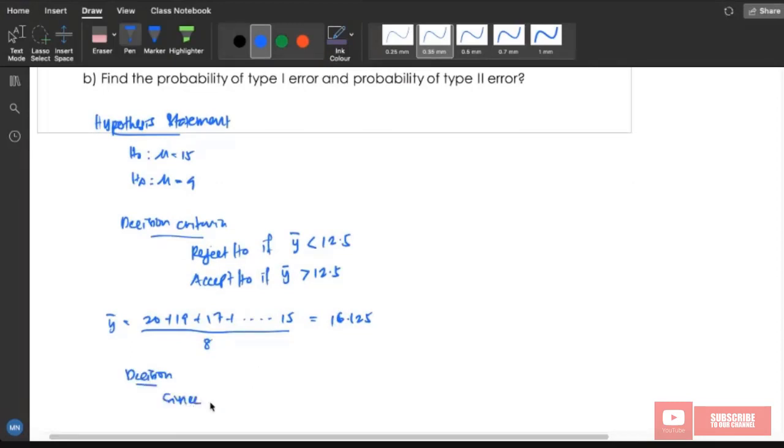So our decision is, since y bar is more than 12.5, the alternative hypothesis is accepted. So that's how we made our decision. This is for question number A, right?